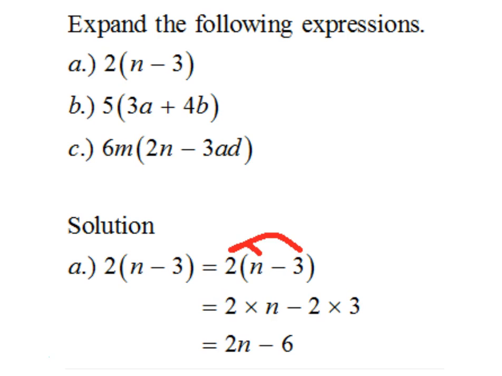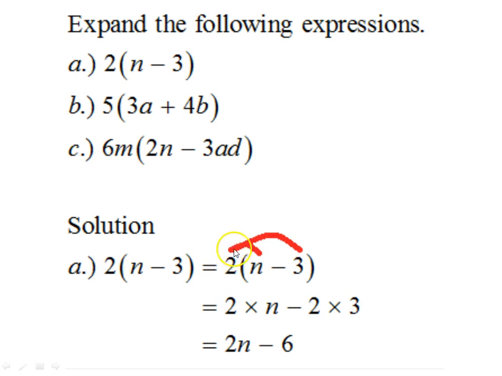We can do it for algebra as well. So we're going to expand the following 3 brackets. And the first one, we're going to put the red arrows in, so 2 outside of n minus 3, meaning 2 lots of n minus 3, because that's what the brackets mean. It means 2, see these brackets here, n minus 3, it means 2 lots of those.